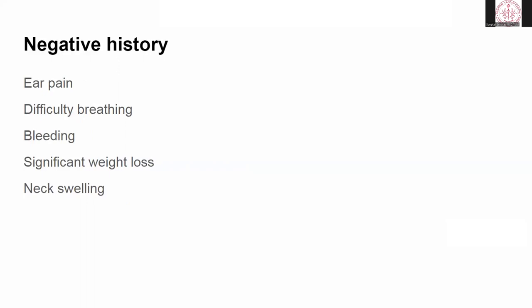Oropharyngeal lesions and oral cavity lesions can have referred pain to the ear because of the glossopharyngeal nerve in the oropharyngeal lesions. Difficulty breathing can be due to a bulky oropharyngeal lesion, which may cause upper airway obstruction. Bleeding is asked as part of routine history taking for an ulcerative lesion, which could bleed. In a patient with suspected malignancy, we have to rule out significant weight loss, that is, more than 10% in the last 6 months, and neck swelling for neck locoregional involvement, sir.